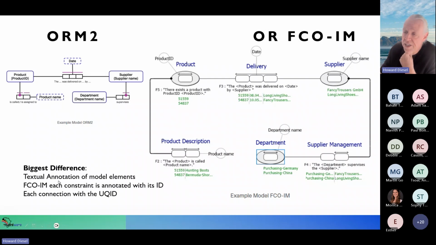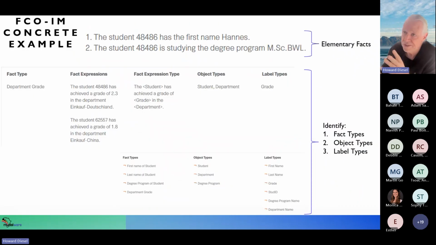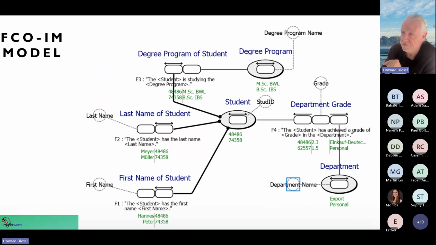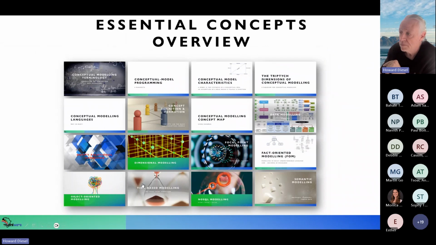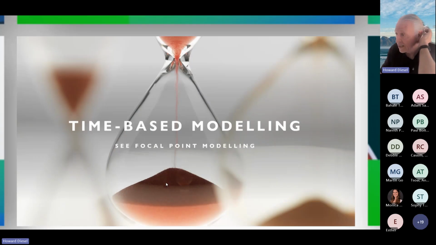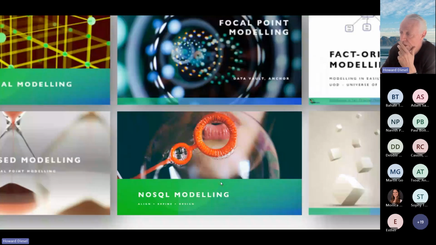So notice the textual annotation of the model elements, and that's what I like about FCOIM. You can actually read it. You can read it and say, does this make sense? So there's a nice level of validation around those models. Okay, and a nice way of describing it. Okay, so lots of different details and examples of FCOIM. Okay, now time-based modeling, and you can see focal point modeling. That's there. Let's go to NoSQL modeling.